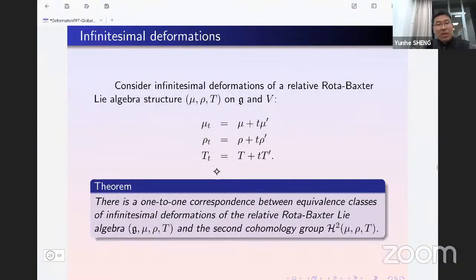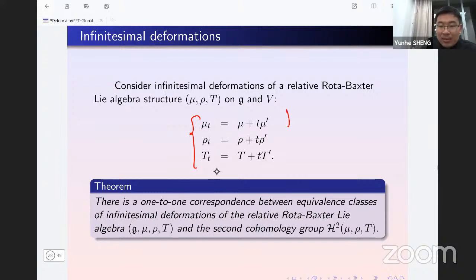As soon as we have this cohomology, we can study infinitesimal deformations or formal deformations or the extendability of order n deformations to order n plus 1 deformations. Here we give a simple example to study infinitesimal deformations. We consider such an infinitesimal deformation, namely mu t equals mu plus t mu prime, rho t equals rho plus t times rho prime, and T t equals T plus t times T prime.